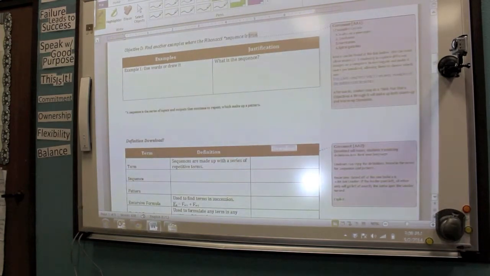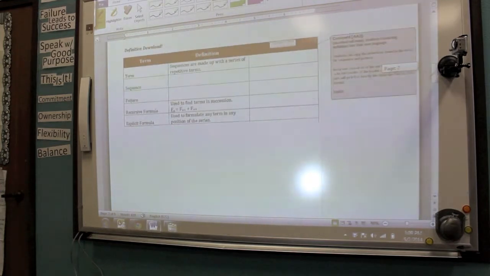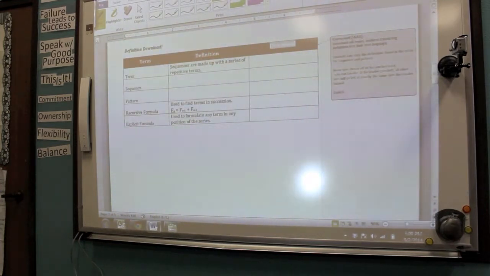And we'll move on to the next page that says Observation D. Find another example where the Fibonacci sequence is true. Ideally, we would have the teacher go over some of these examples, and you could even write in some of these. Some more examples can be found on this link here.